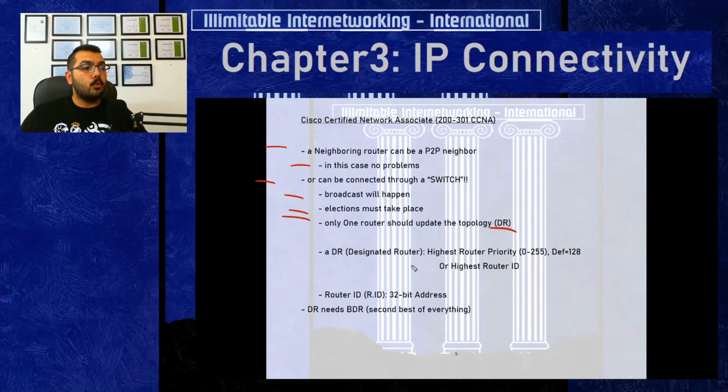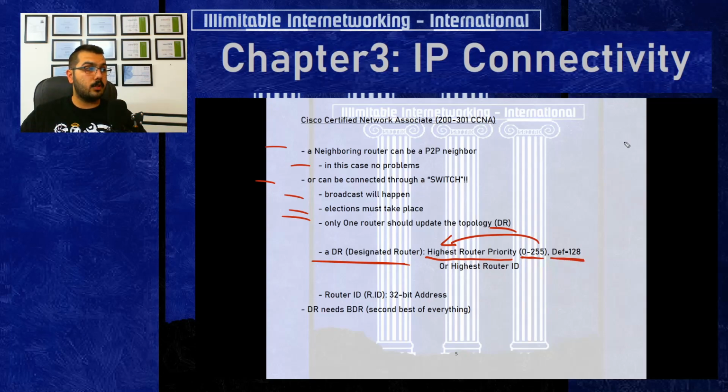Who will be chosen as the DR? The first thing is that the router with the highest router priority. The router priority is a numerical value installed in all Cisco routers, all of them, and all other routers, any other vendor, okay, which is a numerical value that's in between the range of 0 and 255. The highest is the better. By default, inside your routers, it will be 128.